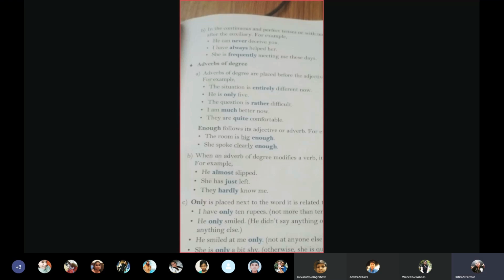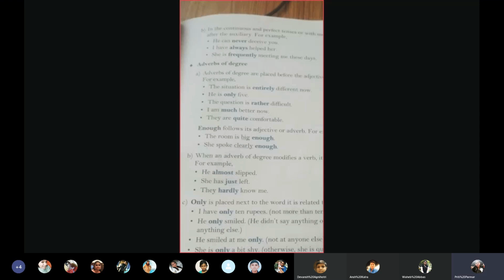Now, see the second one: she spoke clearly enough. Here, spoke is a verb, clearly is telling you something about that verb, and enough is also telling you the degree of this adverb. So basically, enough is the word which is always placed after the adjective or adverb in an adverb of degree.